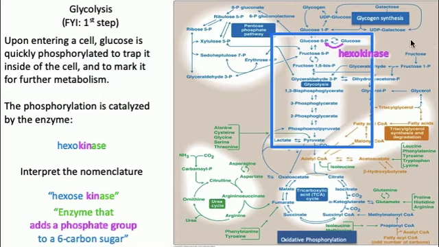Glucose enters a cell and then it gets phosphorylated by hexokinase. Wait a minute. Where does hexokinase get a phosphate group to add to the glucose? Please pause and answer that question. Of course, the primary source of high-energy phosphates in the cell is going to be ATP.